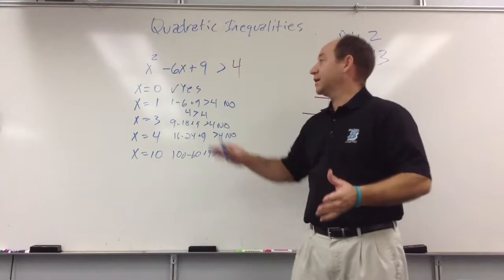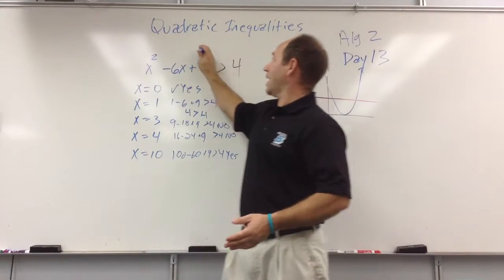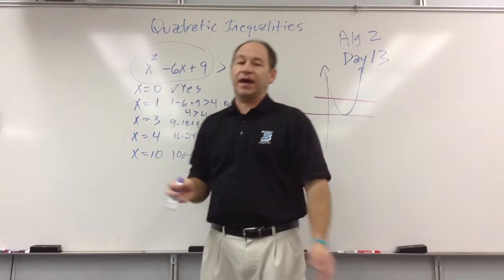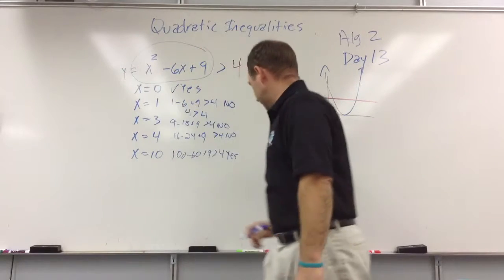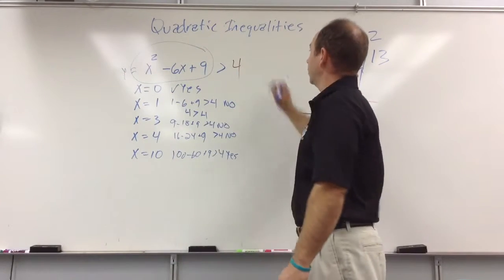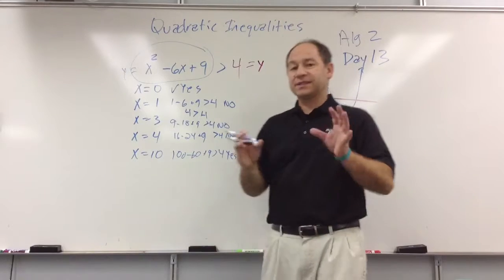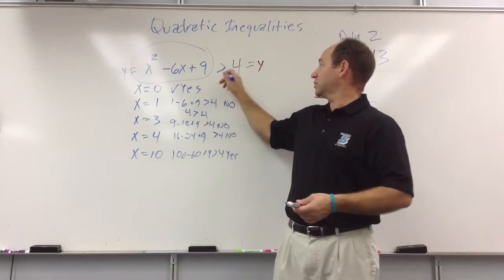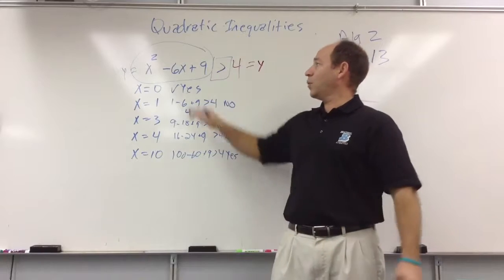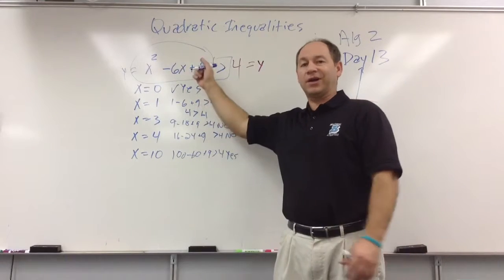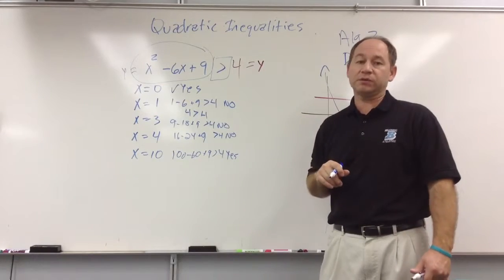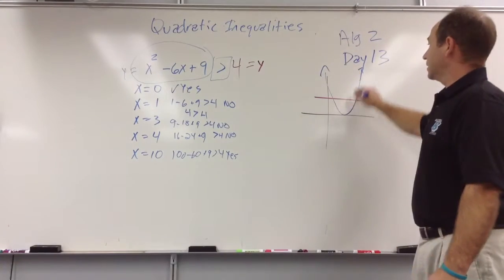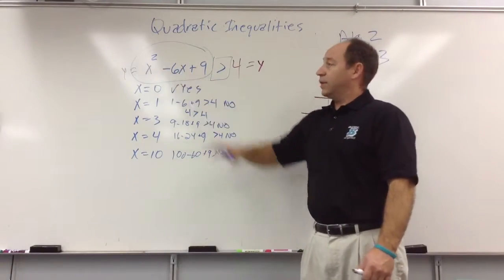Another way to look at that is to graph it as two separate graphs, and to graph x squared minus 6x plus 9, we'll call that y equals. And then to graph over here y equals 4 as a separate graph. And then, to make the sentence true, we're asking when is the blue graph higher than this maroon graph, y equals 4.